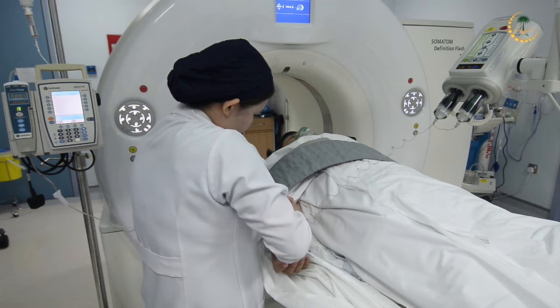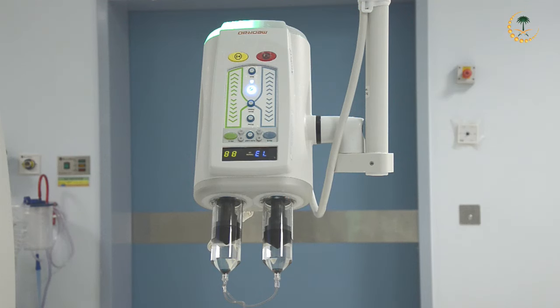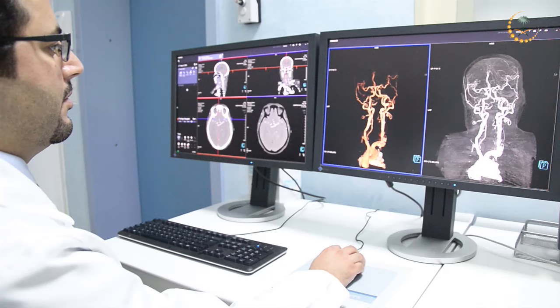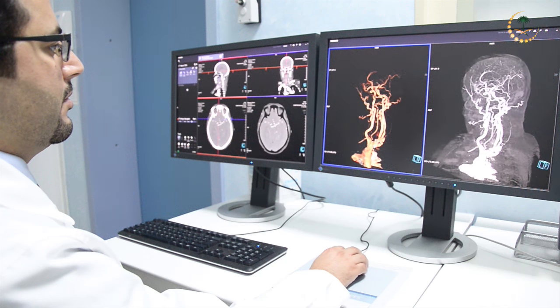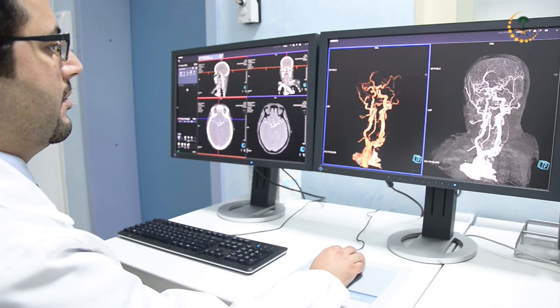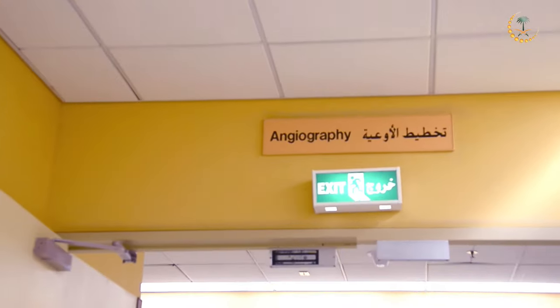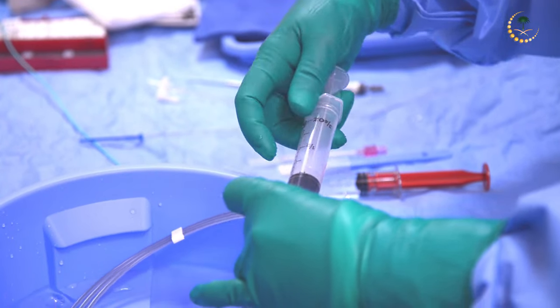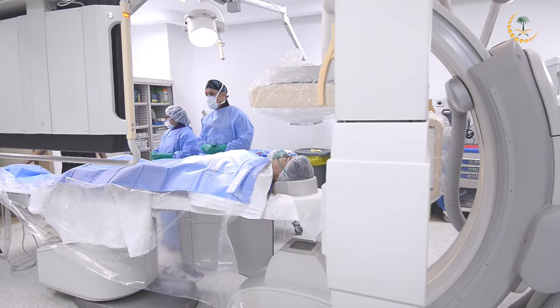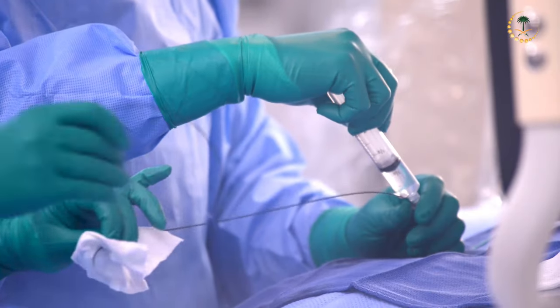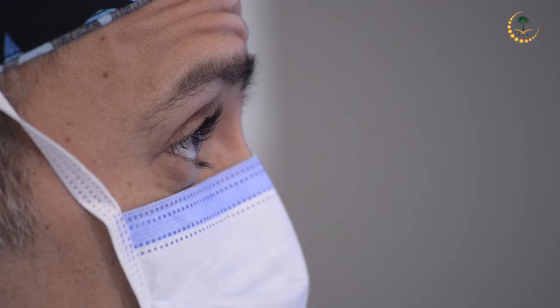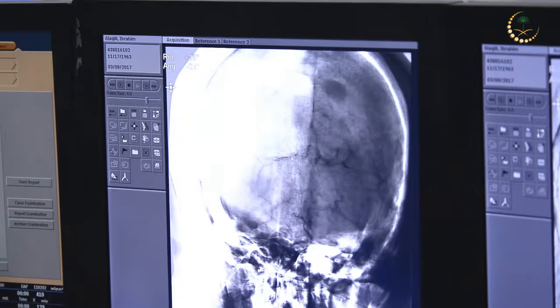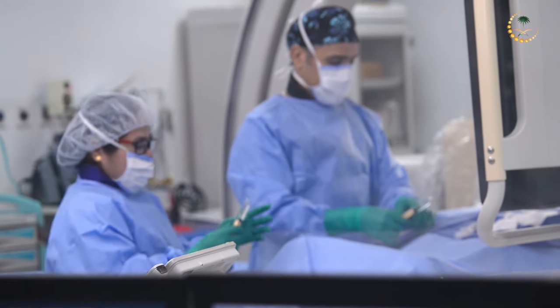After initiating the TPA infusion, CT angiogram of the head and neck is done to evaluate for extracranial or intracranial large vessel occlusion. If a large vessel occlusion is detected, the patient is rushed to the angio suite for endovascular therapy in the form of mechanical thrombectomy. The time window for endovascular therapy is 6 hours from symptom onset.